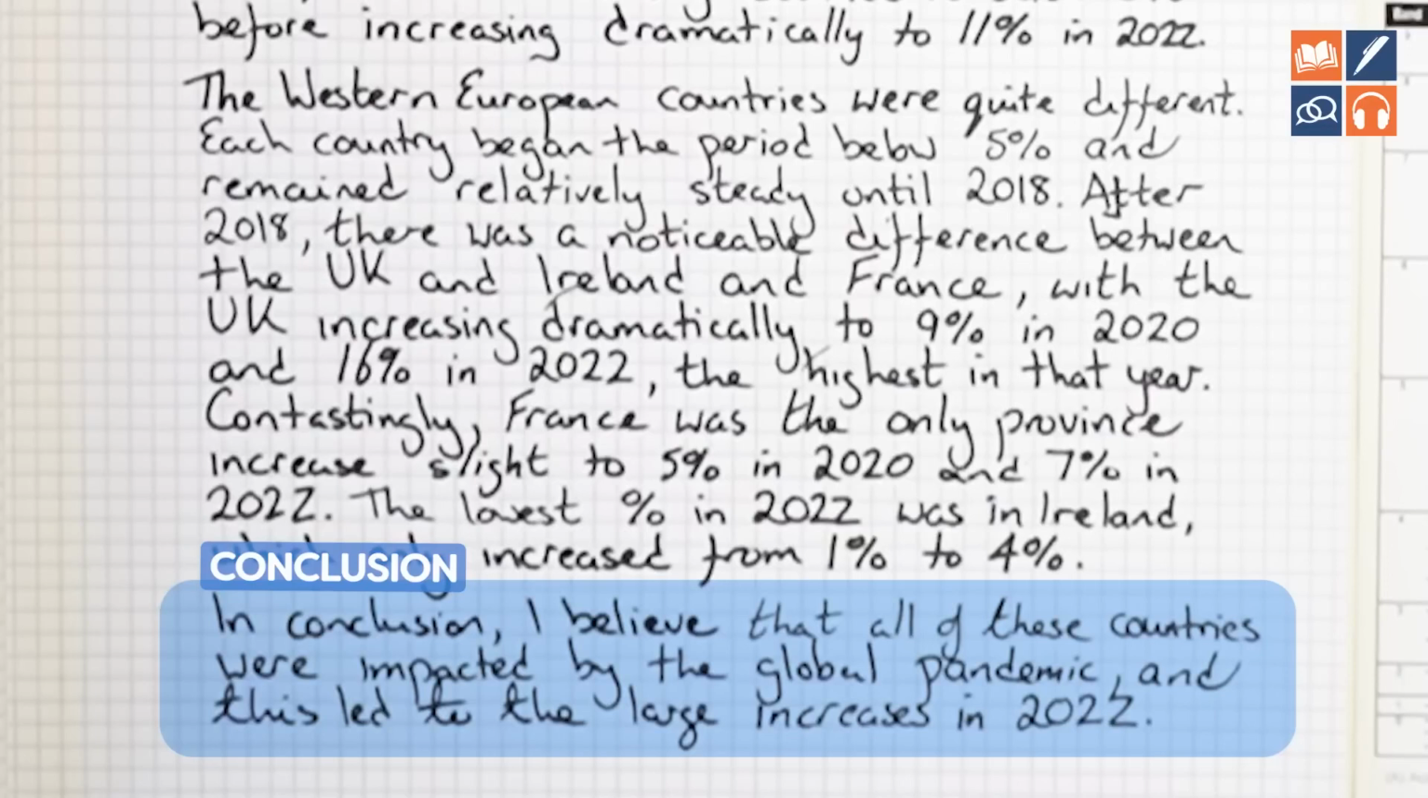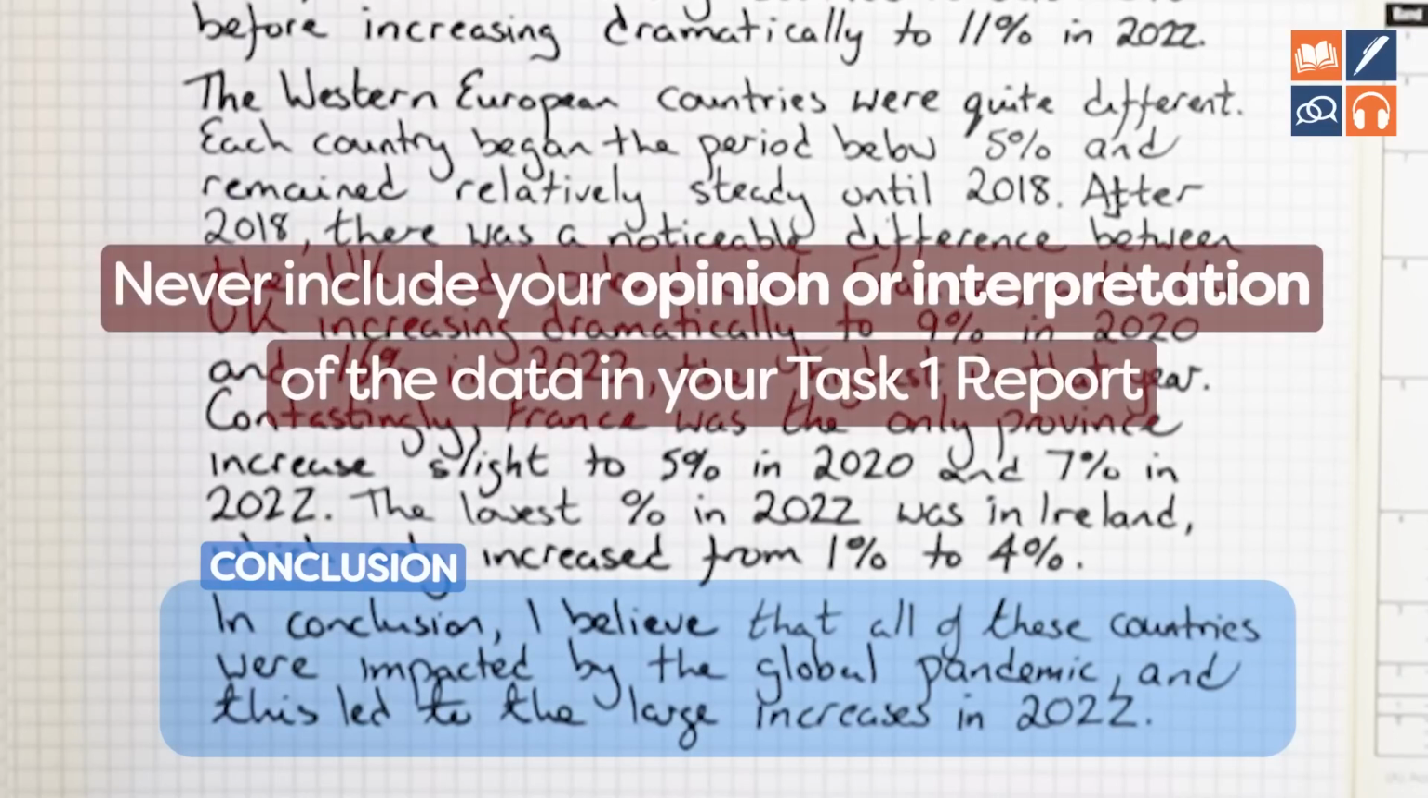A very common mistake is looking at the data, interpreting the information, and giving your interpretation of it. Now, this might be true, but you should never include your opinion or your interpretation of the data in your task 1 report. They're not asking you to do that. They're asking you to report exactly what you see. No opinion required. So again, they cannot really get over a 6 for their overview because there's a lot of inaccurate and inappropriate information in there.